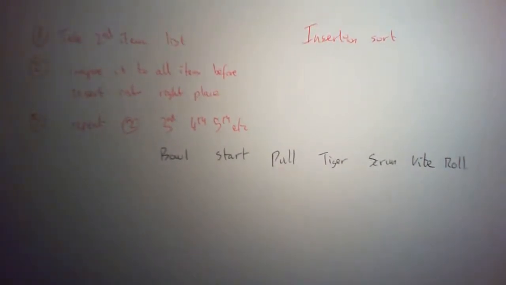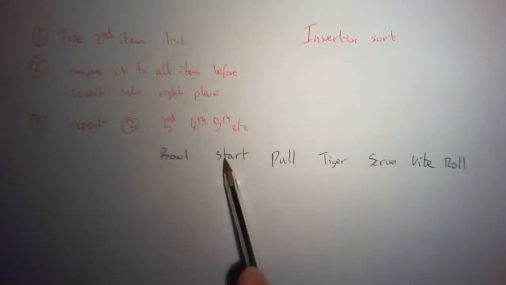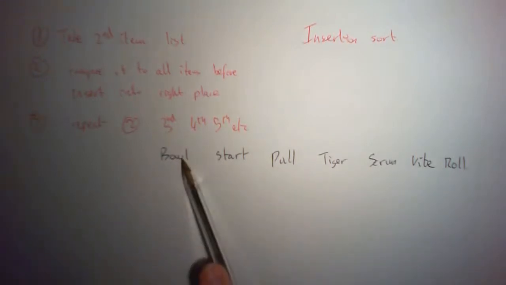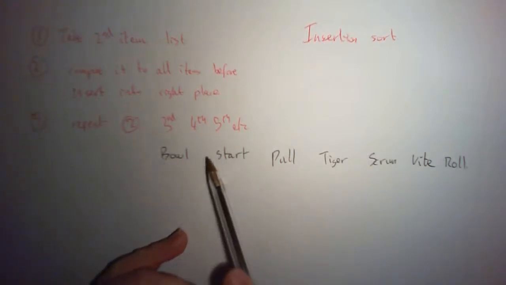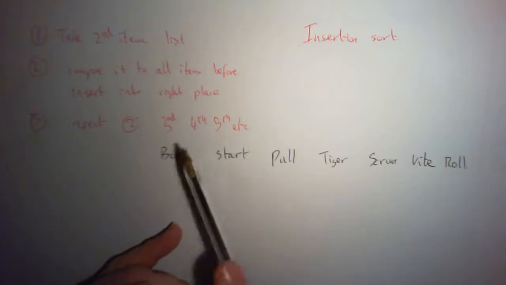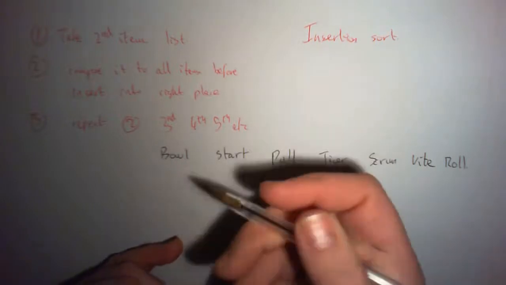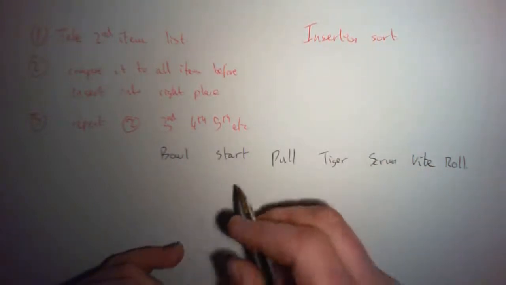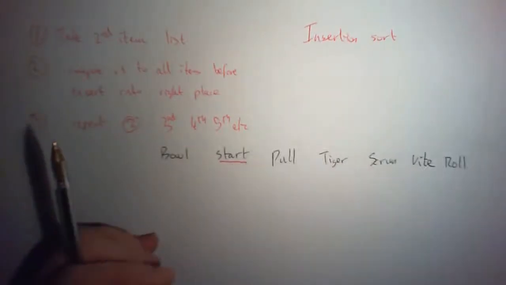So we start with star. Use the second one in. You compare it to the one before it. If it's in the right position, in other words, if the one before it is, in this case in alphabetical order, a letter less than S, it's where it's meant to be. So it's in the right spot.